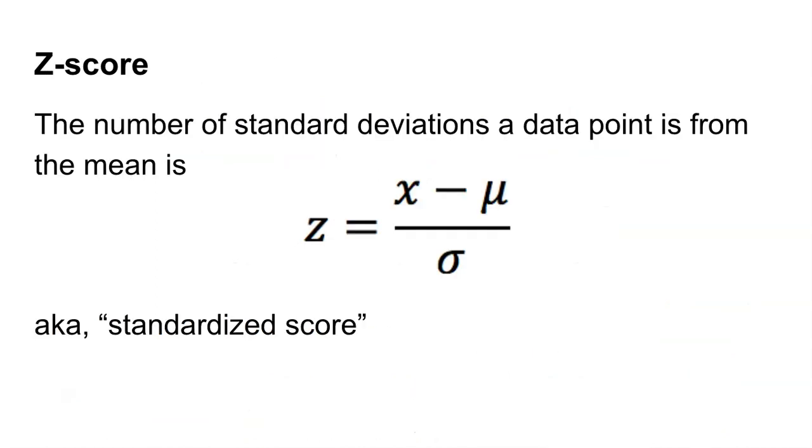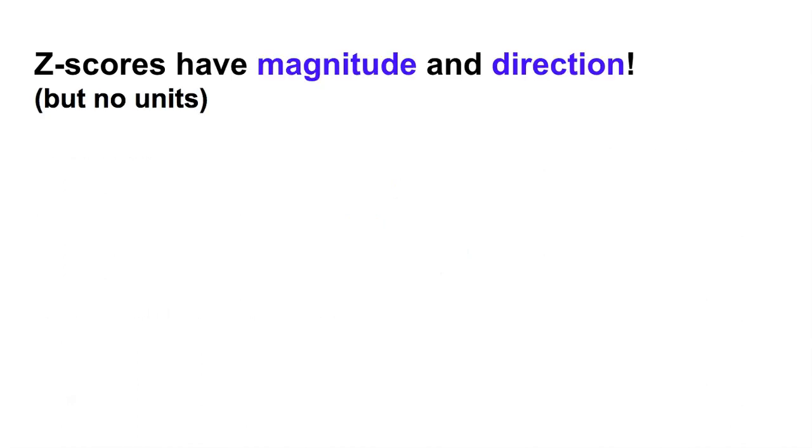And that z-score, we basically took x minus the mean, where x is the observation, 14 wins, minus the mean number of wins, over the standard deviation of the number of wins. And that is also known as a standardized score, that z-score. And standardized scores, or z-scores, have magnitude, a value, and they have direction. And that direction could be positive or negative. But z-scores have no units.